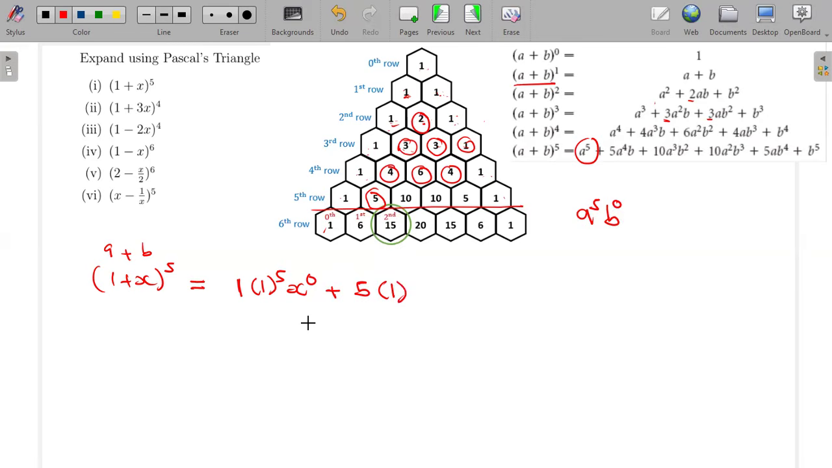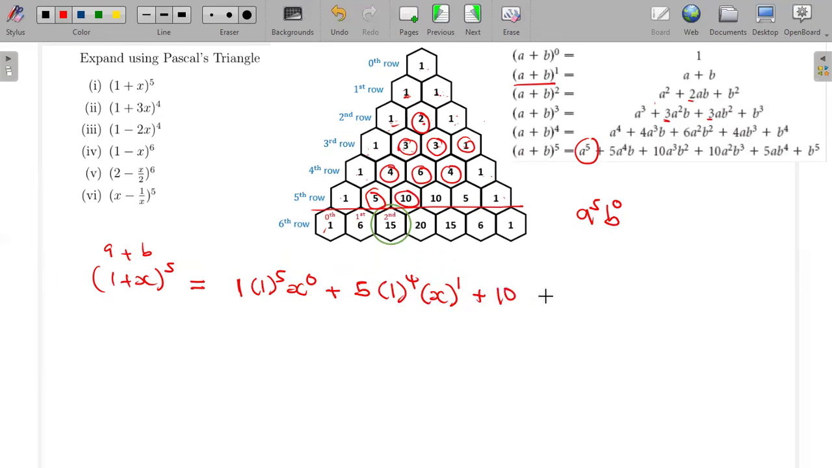Then you reduce the power. So now you'll be reducing the power, so where there's a, it will be reducing in power, whilst b is increasing in power until we reach a point where b reaches the highest power of the expansion which you have. So here we'll have 5, then 1 to the power, so the power reduces to 4, and then the next one which follows is x. Now x is going to be to the power 1, plus the coefficient 10.